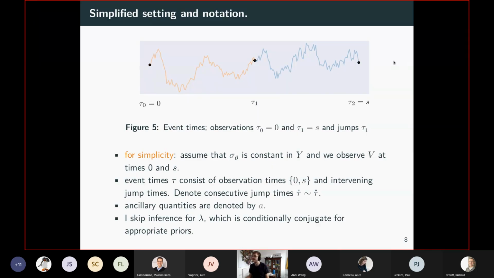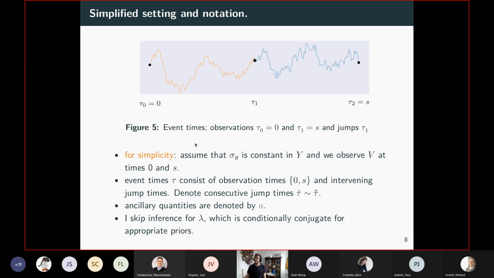Now, I'm going to have to introduce a little bit of notation. Hopefully, this is not more than strictly necessary. In particular, think about having 2 observations, at time 0 and time s, and having jump times of the hidden Markov model in between. So in this illustration, tau1 is the jump time of the hidden Markov model in between the 2 observations. And observation times and jump times in conjunction, I'm going to call tau.